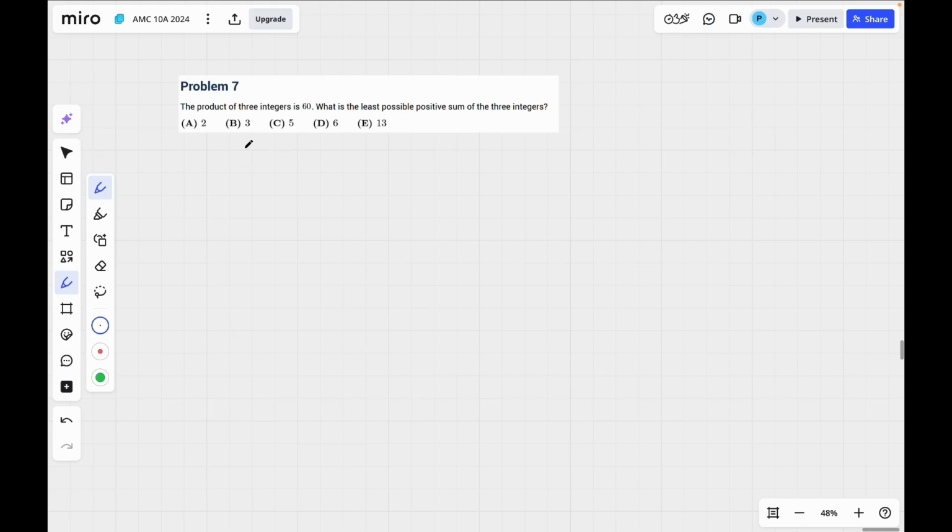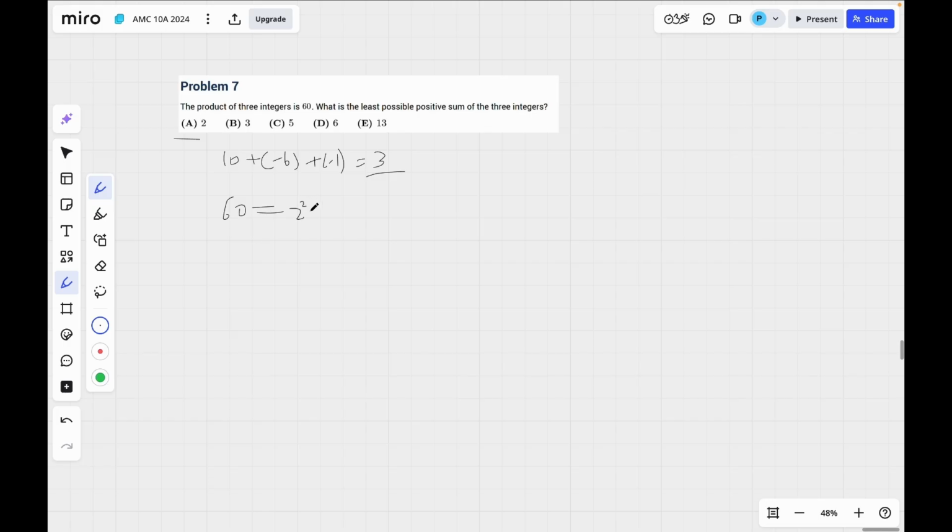So we can start trying some out, and we find that if we use 10, negative 6, and negative 1, we get 3, which is one of our answer choices. However, there is still one answer choice that's less than 3, so let's see if that's possible. Now, since 2 is even, it means that either we have 3 even numbers added up together, or 1 even and 2 odd.